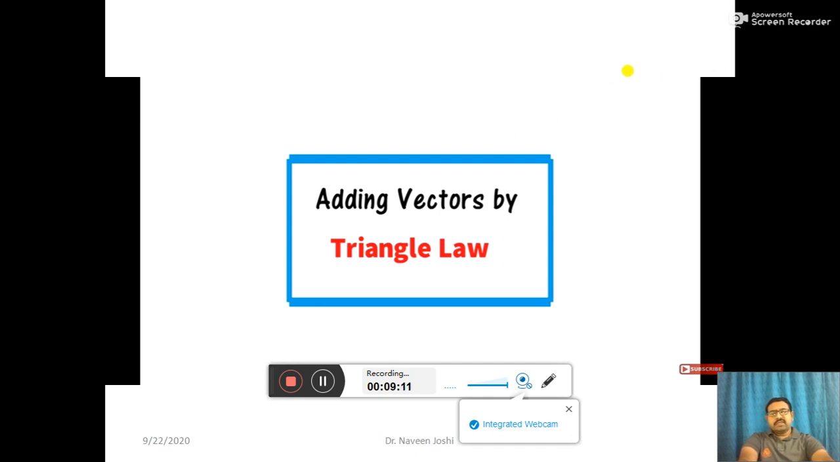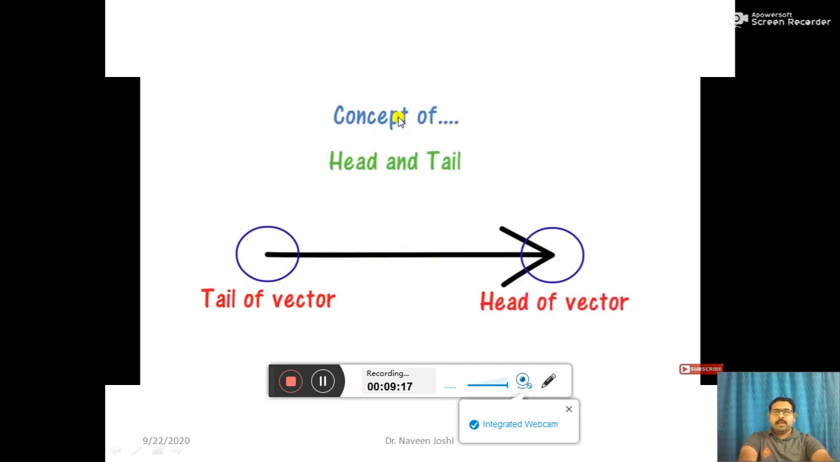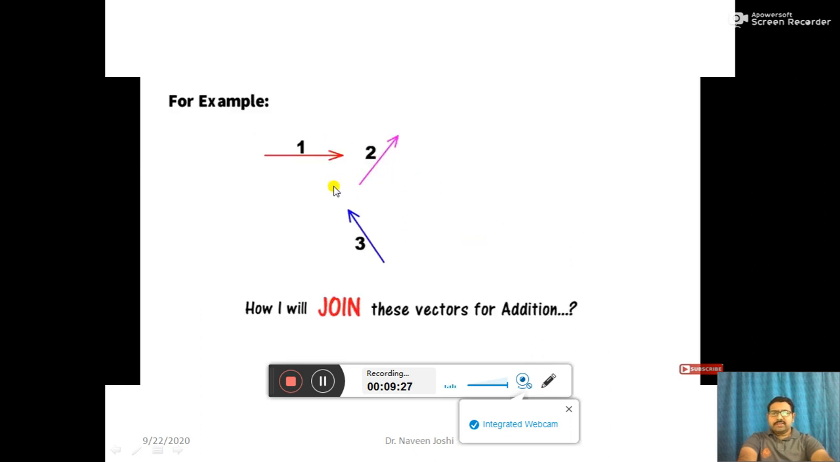Addition of vectors by triangle law. Let's see what the triangle law tells. Concept of head and tail, which I already explained, so the head of the vector and the tail of the vector we can clearly see from this. Then for example, I want to add three vectors: vector 1, 2, 3. Vector 1 is in red color, vector 2 is in pink color, and vector 3 is in blue color. I want to add all three vectors by using the triangle law.